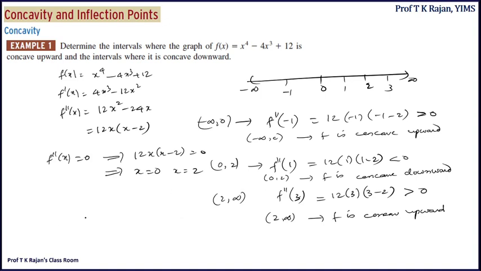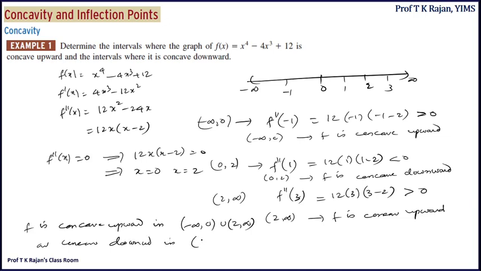So this is the conclusion that we are getting. F is concave upward in the intervals minus infinity to 0 and 2 to infinity, and concave downward in the interval 0 to 2.